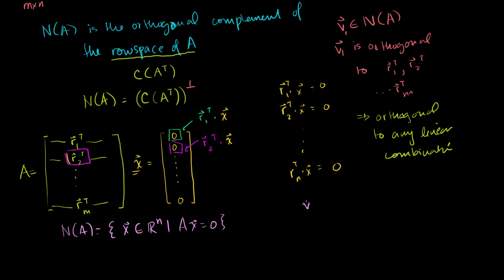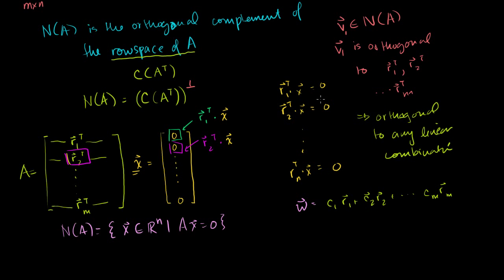Let's say vector W. Vector W is equal to some linear combination of these vectors right here. I wrote them as transposes just because they're row vectors, but I could just write them as regular column vectors, just to show that W could be a regular column vector. So let's say W is equal to C1 times R1 plus C2 times R2 all the way to Cm times Rm. That's what W is equal to.